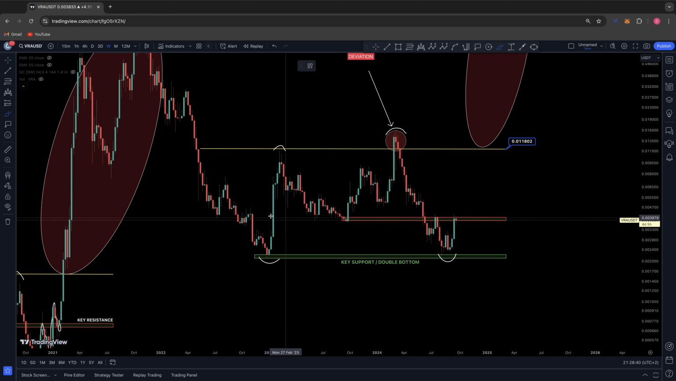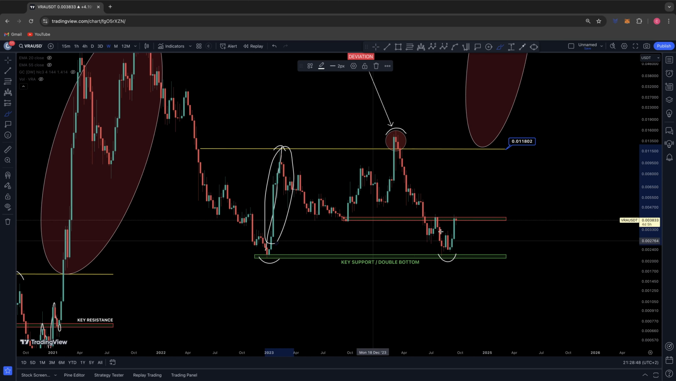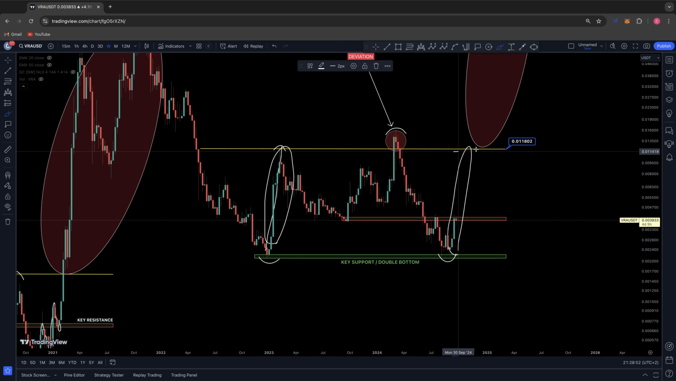If you look back in the past, we have had this previous level absolutely smashed out, and you'll notice that we can have these very impulsive weeks. If we do get that over the next couple of weeks, we could come up very quickly to this resistance level and actually smash through this 0.004 range.